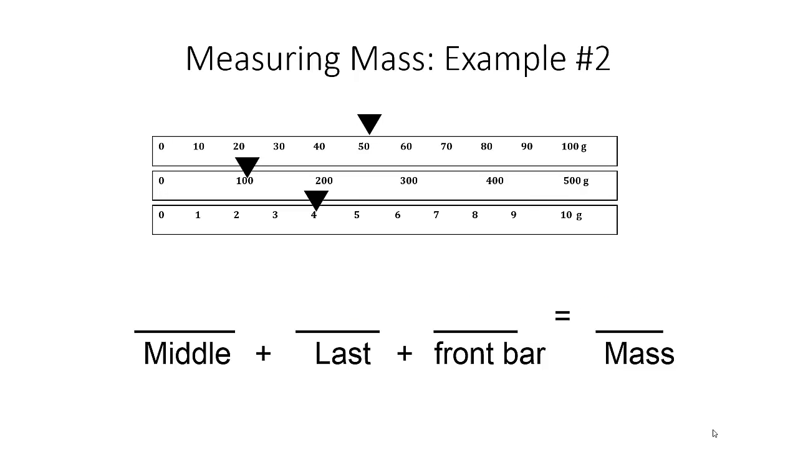Example number 2. Go ahead and do this in your head. You have 10 seconds. Ten seconds are up. The middle number is 100. If we add that to the very back bar, that is 50. And if we add that to the very front bar, that is 4. Add those all up, we end up with 154 grams.